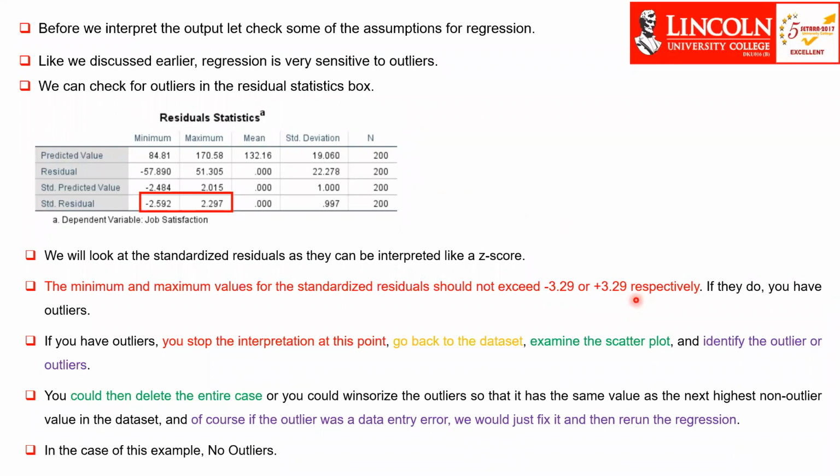If you have outliers, you stop the interpretation at this point. Go back to the data set, examine the scatter plot, and identify the outlier or outliers. You could then delete the entire case. Yes, please. Professor, what are outliers?